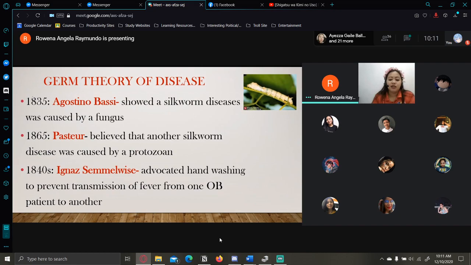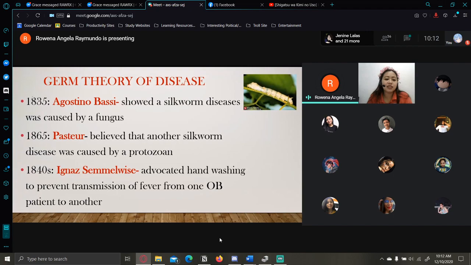After that, nagkaroon din ng mga iba't ibang discoveries, yung iba't ibang mga tao, such as Agostino Bassi. He showed that a silkworm disease was caused by a fungus. Meron din na-discover si Louis Pasteur na isa pang silkworm disease na ang cause naman niya ay protozoan. Okay? And another is Ignaz Semmelweis.